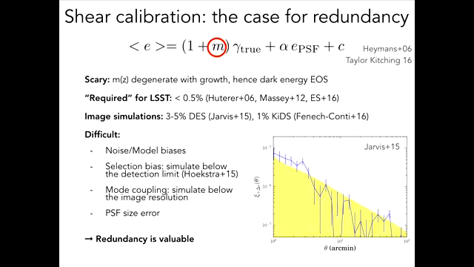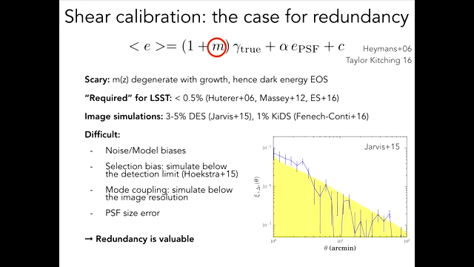So this basically says that if you care about the dark energy equation of state and you try to get it from lensing, you have to be really sure that you can get this shear calibration right. And currently, this is very difficult. So to me, this says that it would be very valuable to have an independent way of calibrating the shear, an independent way from these image simulations.